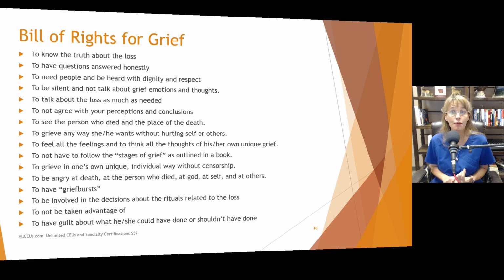I have the right to talk about the loss as much as needed and to not agree with your perceptions and conclusions. I have the right to see the person who died and the place of death. I have the right to grieve any way I want as long as I'm not hurting myself or others. I have the right to feel all of my feelings and to think all of the thoughts that are unique to my own grief.